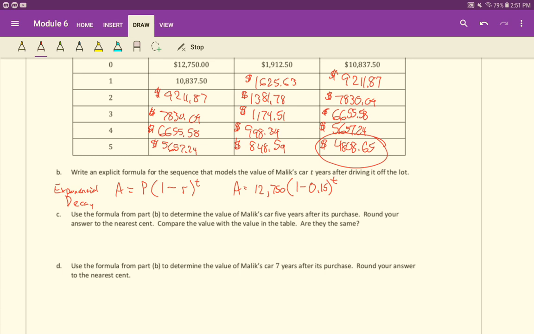Use the formula to predict the value of Malik's car 5 years after its purchase. Well, we already did the math right here, so hopefully our formula will be something close to that. They might not be exactly the same because of the rounding that we did in this table, but they should be close. Okay, so here we go. So A equals 12,750 times 1 minus 0.15 to the 5, right? Because we're talking about 5 years. Okay, and I'll do an estimated answer because we'll have to round our values.